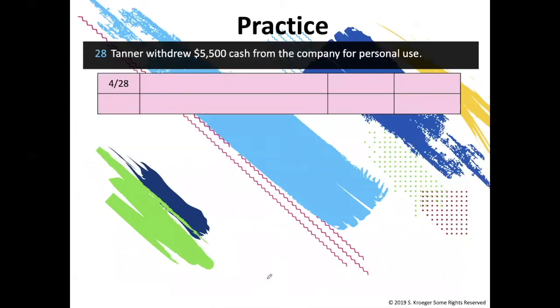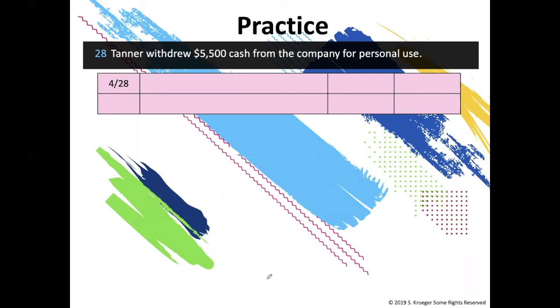On the 28th, Tanner, who was the owner, withdrew $5,500 cash from the company for personal use. What two accounts do you think are being affected here? Well, cash for one, and the owner's withdrawals account, right? Because the owner is withdrawing money out of the business. Now, is cash going up or down for the business? It is decreasing. Cash decreases as a credit.